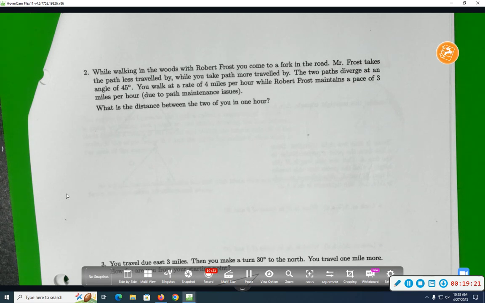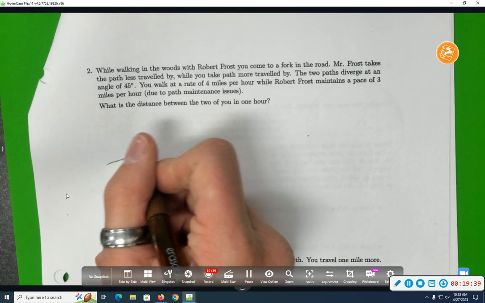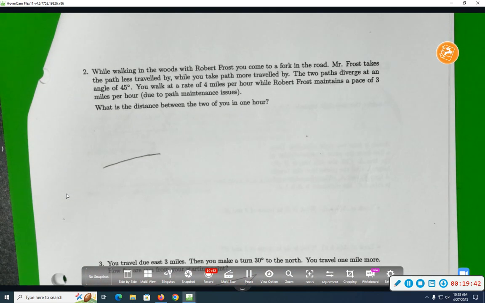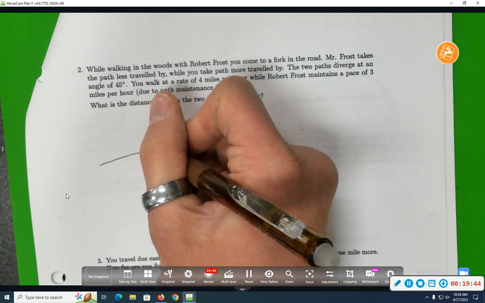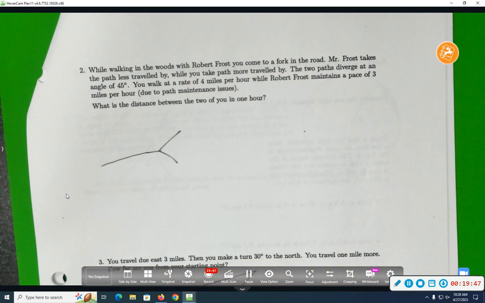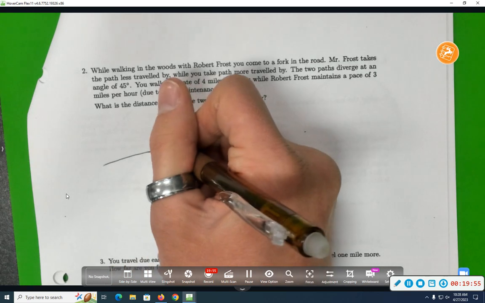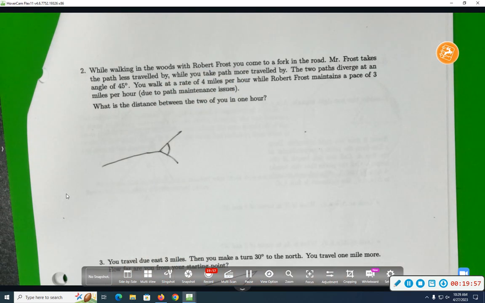I can say more if you want, but my intent is to pause here. Do people have an idea of how to begin on this problem? Does anyone want me to draw a picture? I'll draw a picture. It's not going to be a very detailed picture, but I think it'll be good enough. So you're walking together, you and Robert Frost. You come to this fork in the road, and these paths diverge. I'm not going to try to draw this to the correct scale. That doesn't look like a 45-degree angle, that looks like a 90-degree angle. I already said 45 degrees. But what's the angle between these two paths?